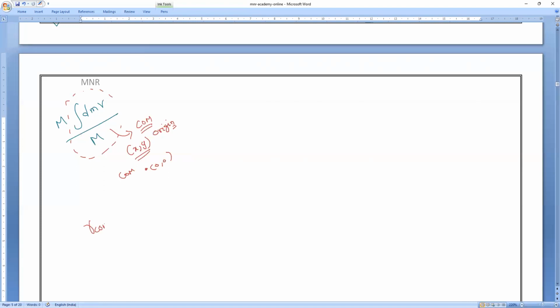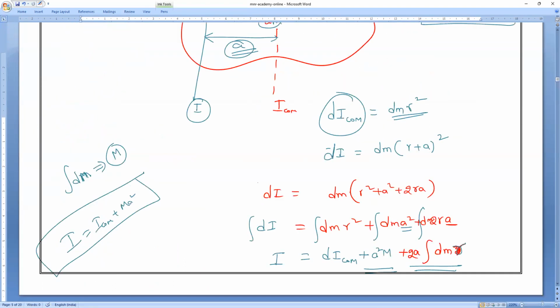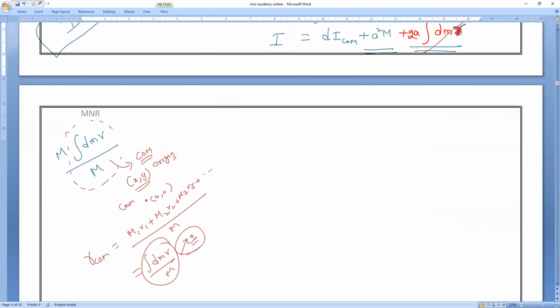We all know that R at center of mass equals m1 r1 plus m2 r2 plus m3 r3 and so on, divided by total M. So integral of dm r divided by M at the center of mass will become what? 0. So the integral of dm r will become 0.